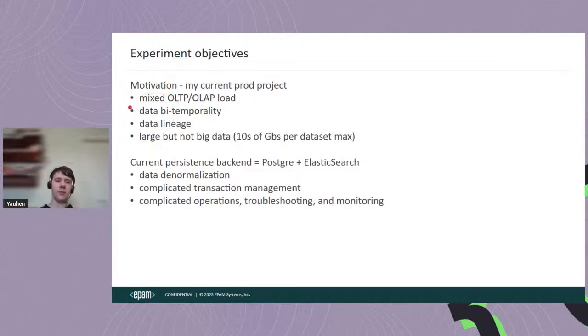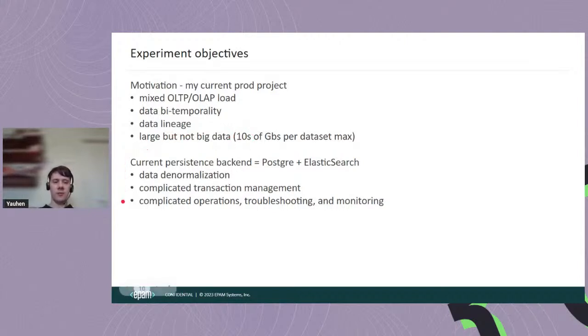First of all, we deal with a mixture of OLTP and OLAP load. Then we have to make all our data bitemporal. This means that we need to capture not just some logical time periods, but also the timestamps at which each time point was changed physically, for example, some mistake correction. Then we have to support data lineage for such tasks as audit. And finally, the data sets we deal with are not very big, but not very small. They are usually measured in tens of gigabytes.